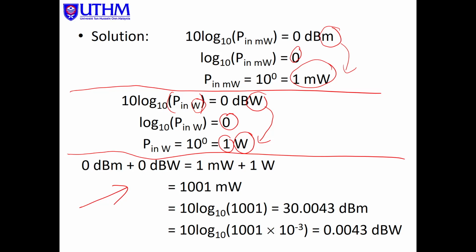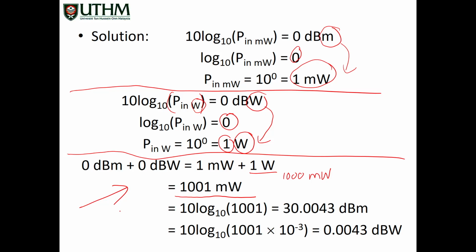So 1 milliwatt plus 1000 watt. Oh, sorry, 1000 milliwatt. So it depends. You want to convert into watt or you want to convert into milliwatt? You have the options. So here, 1 watt is equal to 1000 milliwatt. So 1000 milliwatt plus 1 milliwatt, you get 1001 milliwatt.